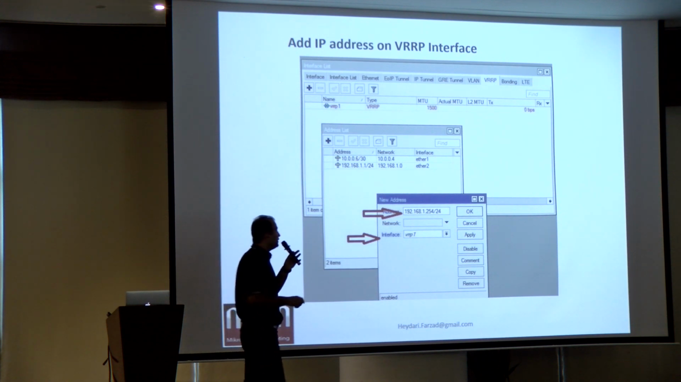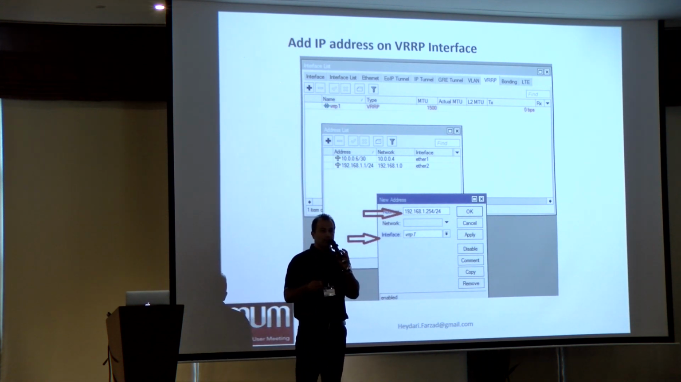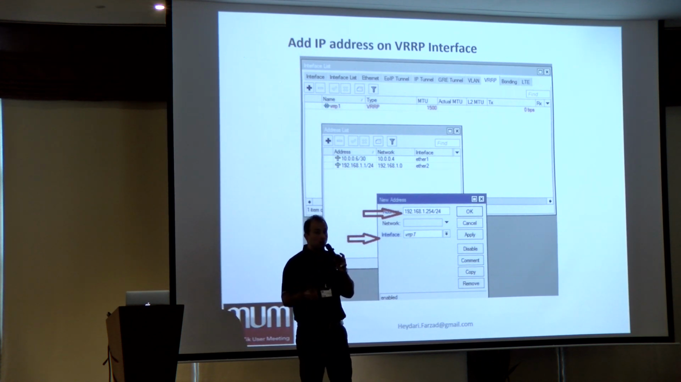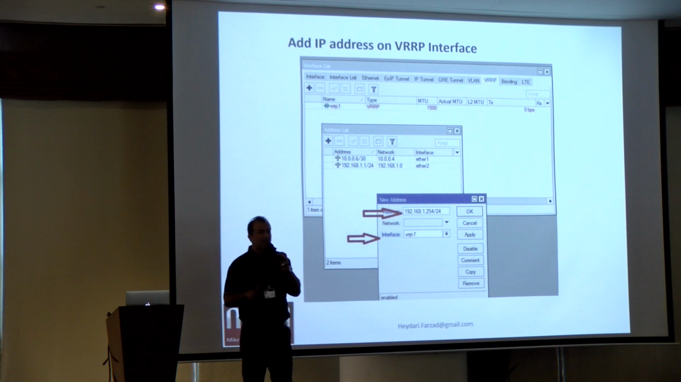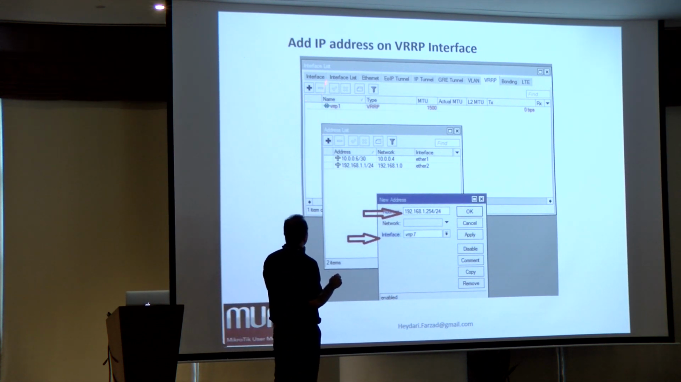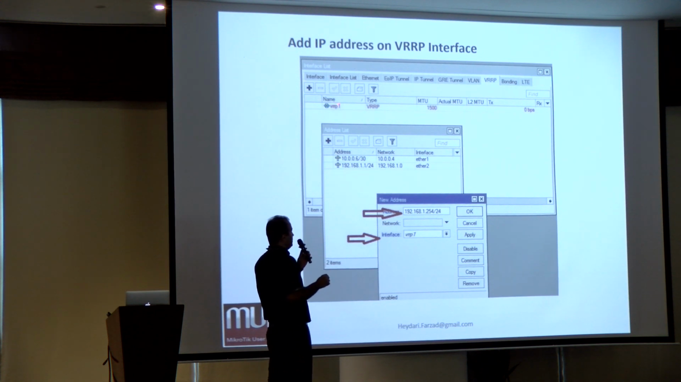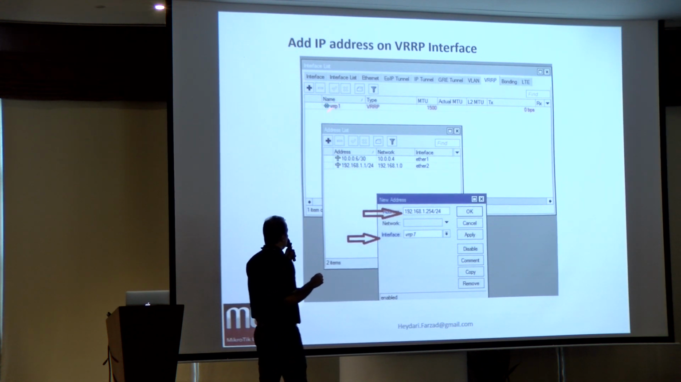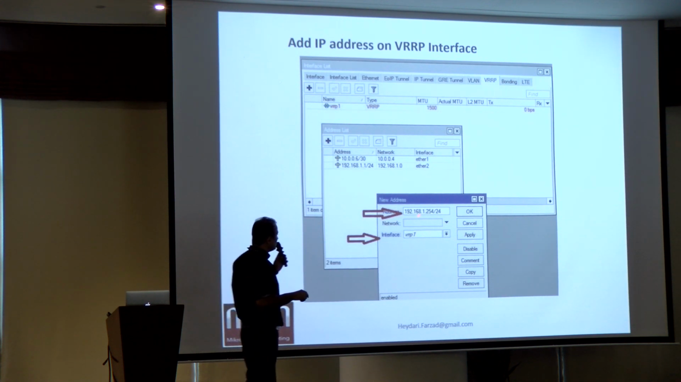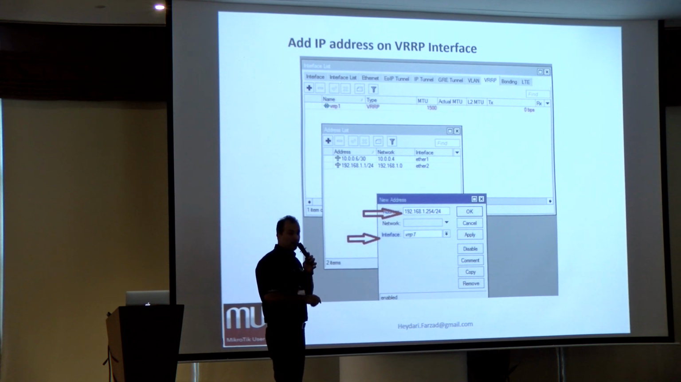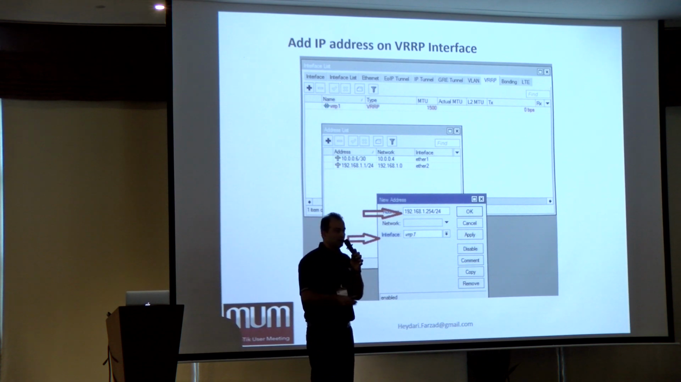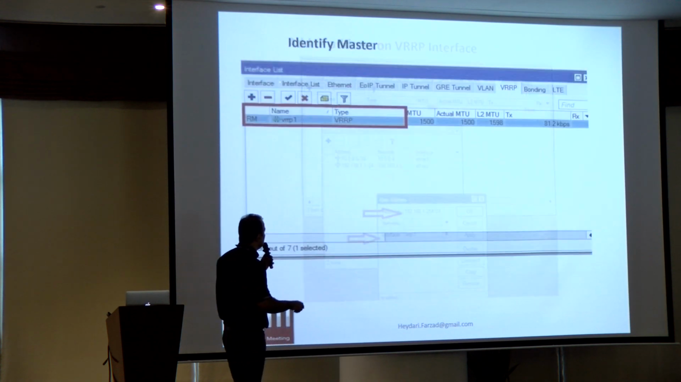Another thing, after your configuration has finished: first you have to put an IP address on the VRRP group. MikroTik has created an interface, so you have to put an IP address on the VRRP interface. As you can see here in the interface tab, I put this IP address on the VRRP interface. The VRRP interface was created by MikroTik automatically.